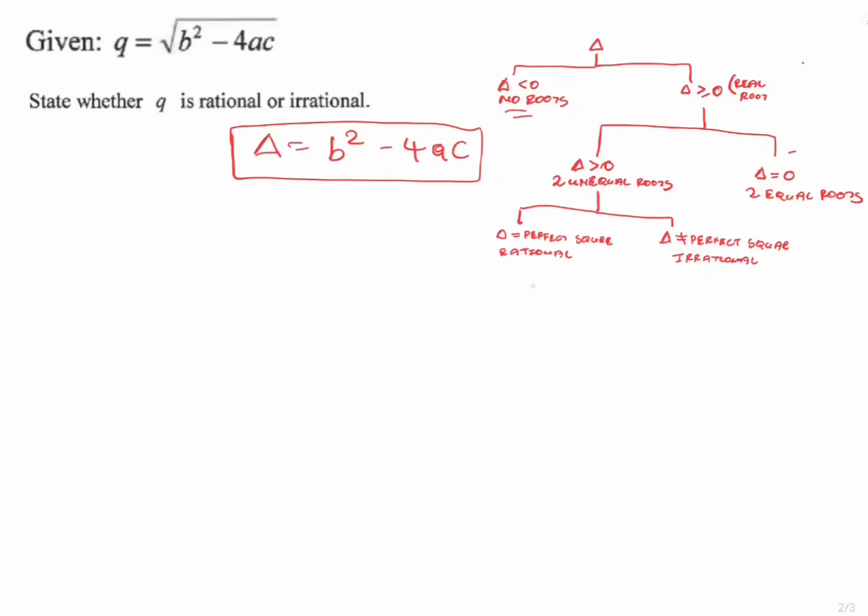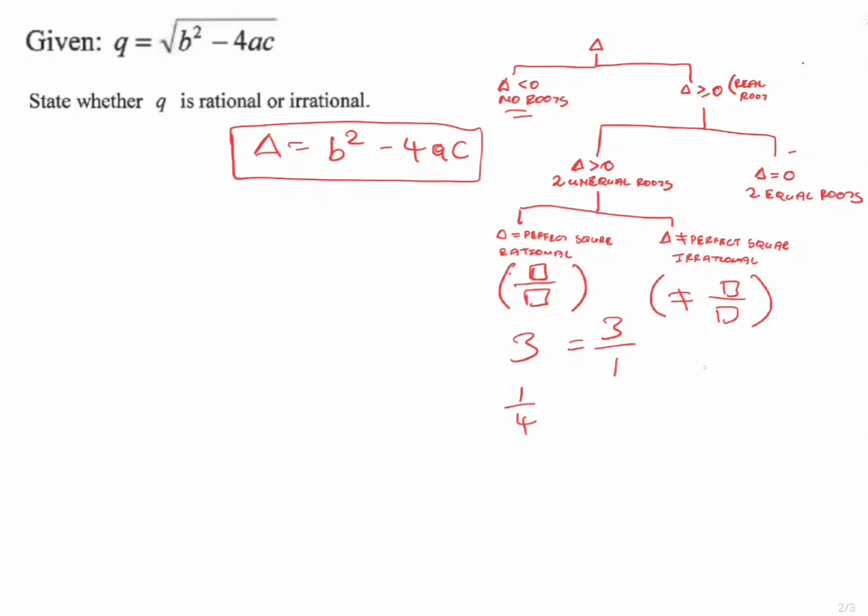So what does it mean when we say irrational? A rational number is a number that you can write as a fraction. For instance, 3 you can write as 3 out of 1, and 1 out of 4 is a rational number. Something that is irrational is something that you can't really write as a fraction.